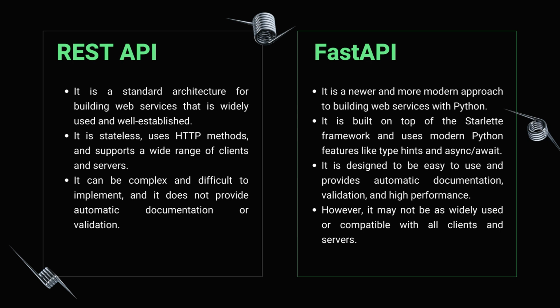FastAPI is a newer and more modern approach to building web services with Python. It is built on top of the Starlette framework and uses modern Python features like type hints and async await. It is designed to be easy to use and provide automatic documentation, validation, and high performance. However, it may not be widely used or compatible with all clients and servers.